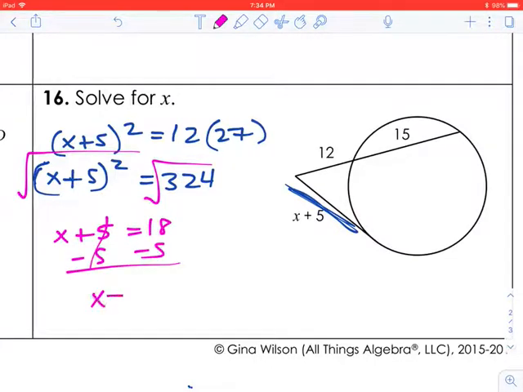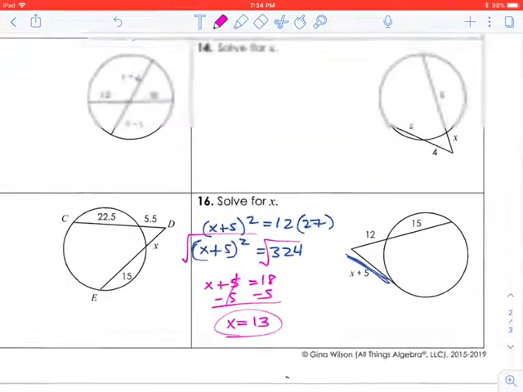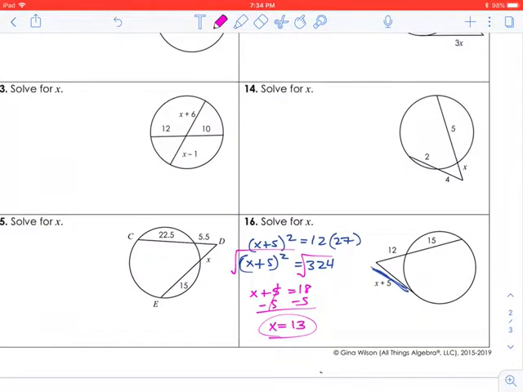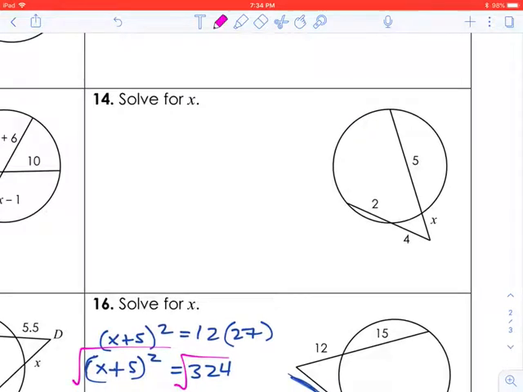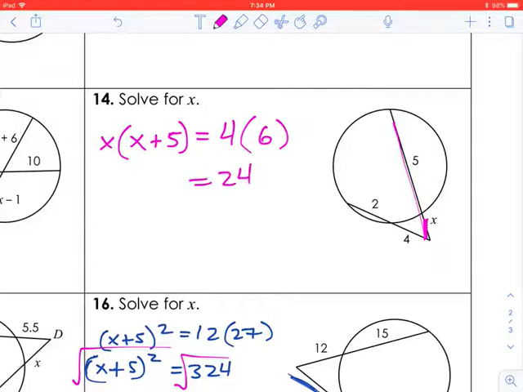Now, that wasn't really that complicated, but that might have been kind of tough to remember how to solve something with a square, okay? So I changed my mind. Let's do one more here. Number 14, these are two secants. So I'm going the part times the whole thing. So x, and then the whole thing is x plus 5 equals 4 times the whole thing, which is 6. So that gives me 24.